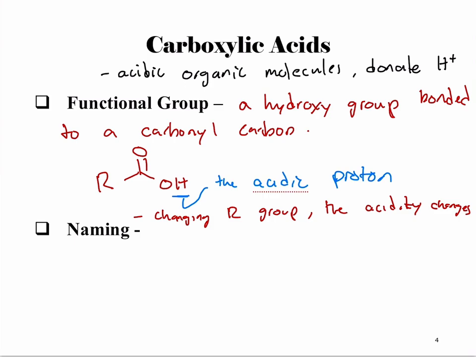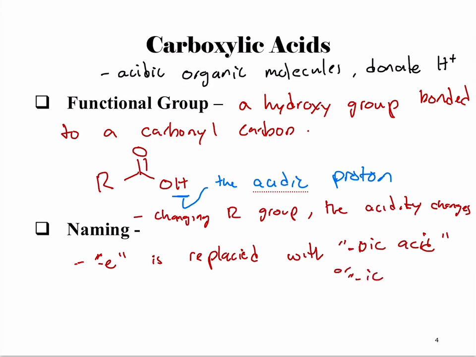And so the naming for carboxylic acid is we have the same rules as before, except the E ending is replaced with oic acid, or it can also be ic acid if it has a common name, right?